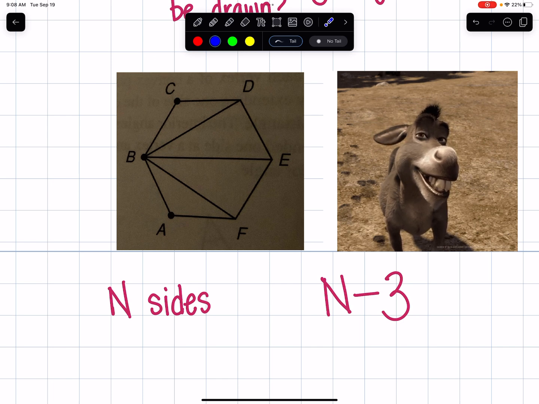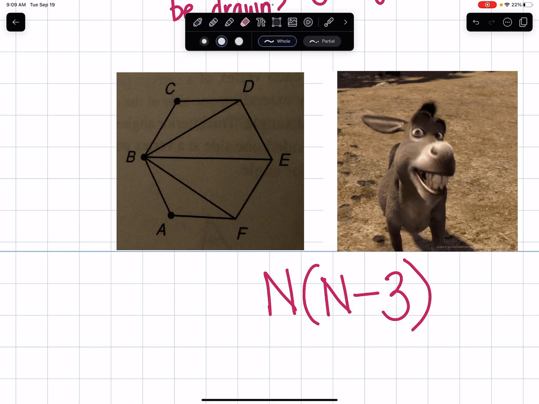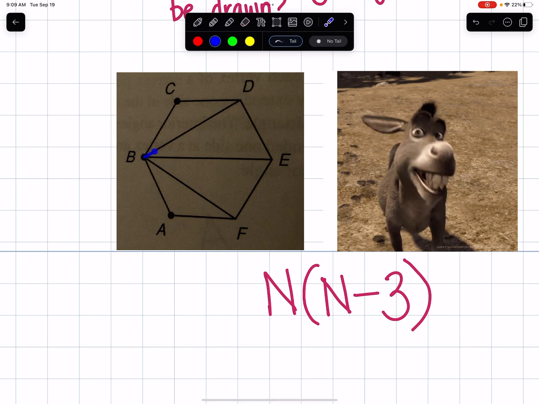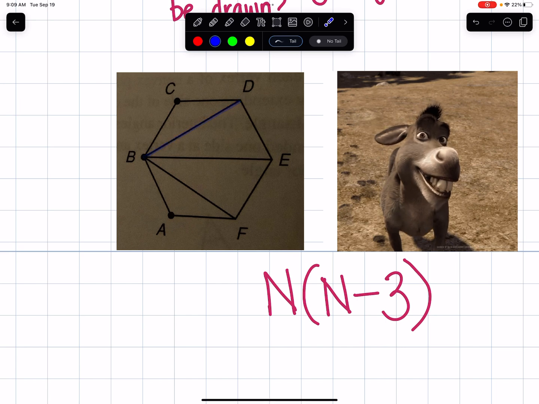Okay, but then you could also do that from any other point. So if we start with D, you could do points like this. Right? So it's also n minus 3. We have to multiply that by the number of sides there are. Now, there's one other thing in this formula for figuring out how many diagonals we can draw. If we already drew one from B to D, then we don't need to count the one that we drew from D to B because it's the same line.